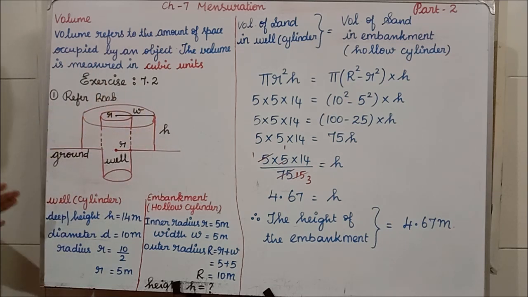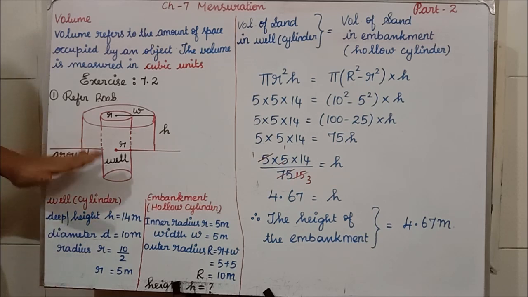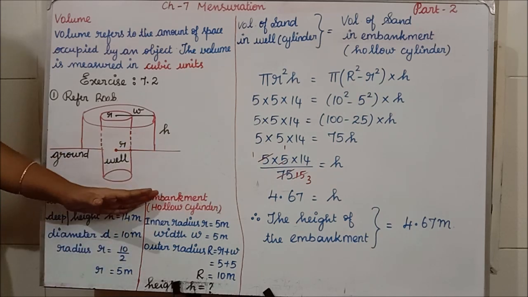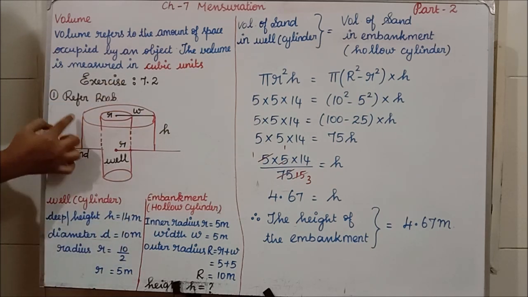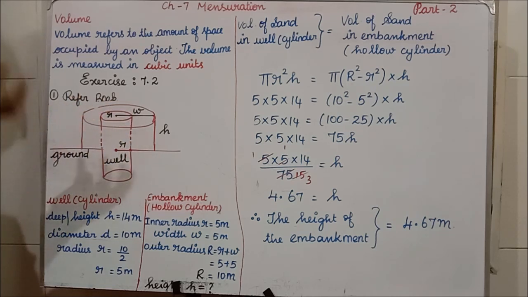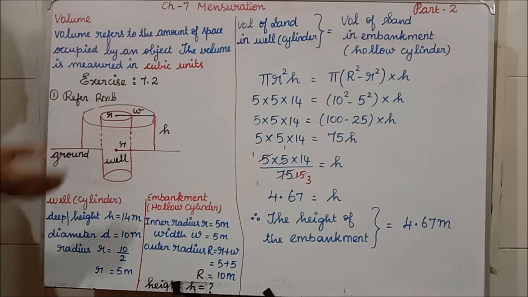Now, the question they have given, what are the given values? I have written them separately. Embankment means, see here, you are getting a hollow cylinder. I told you in the previous part 1 session itself, a cylinder with another cylinder inside is the hollow cylinder, isn't it? Now I will read and show you what values they have given in the question.